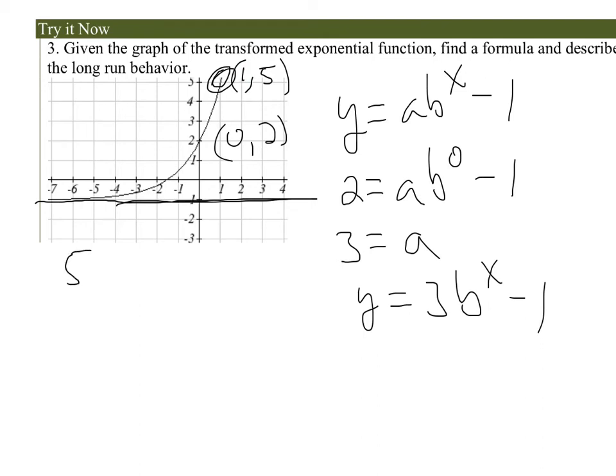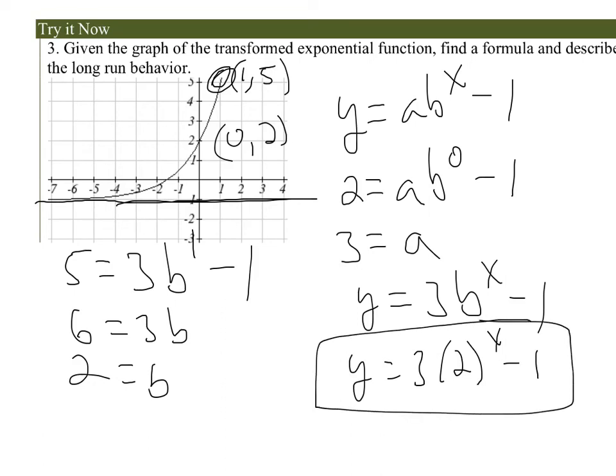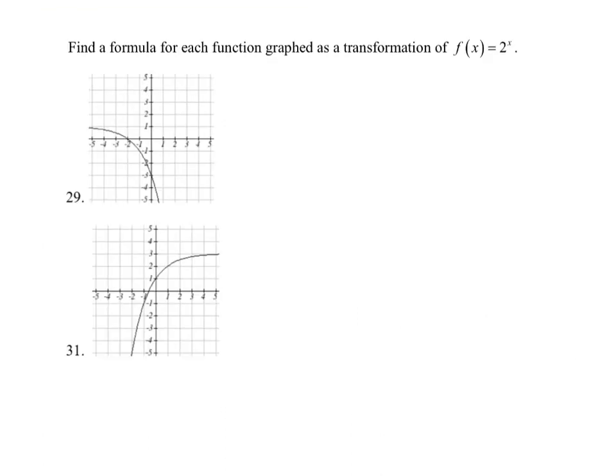So 5 equals 3 times b to the first power minus 1. So I'm going to add 1 to both sides. Gives me 6. I'm going to divide by 3. That gives me b equals 2. That was easy. So y equals 3 times 2 to the x minus 1. And you can check that in Desmos if you wanted. What's nice about this problem is they're already telling us the base. We don't need to worry about it.